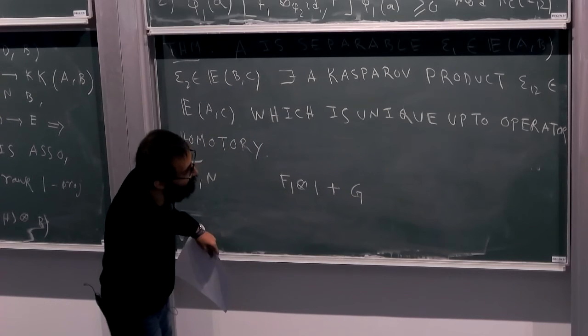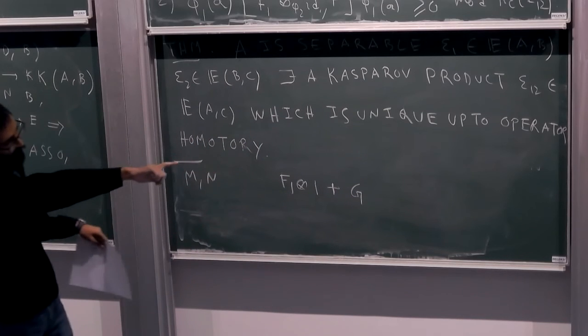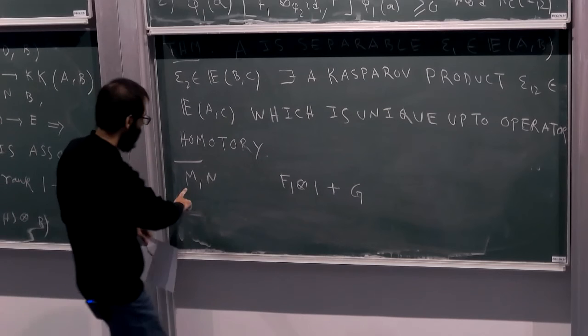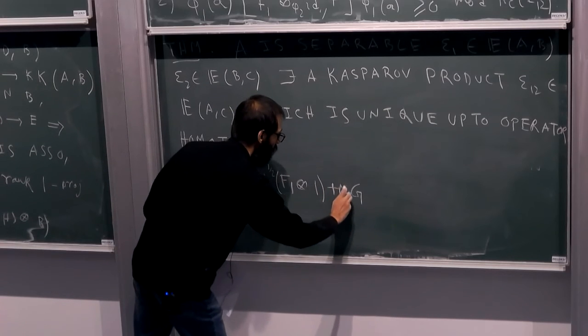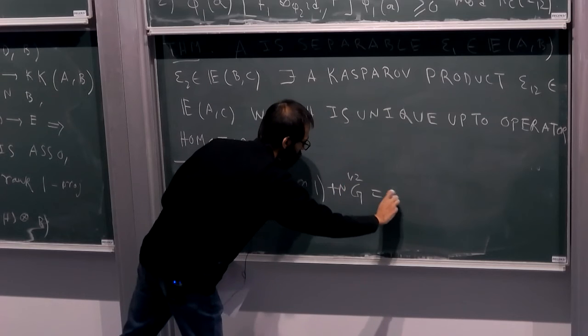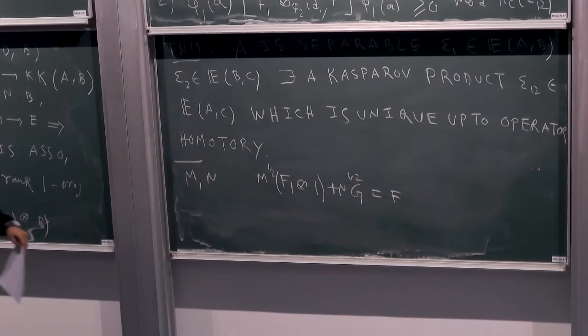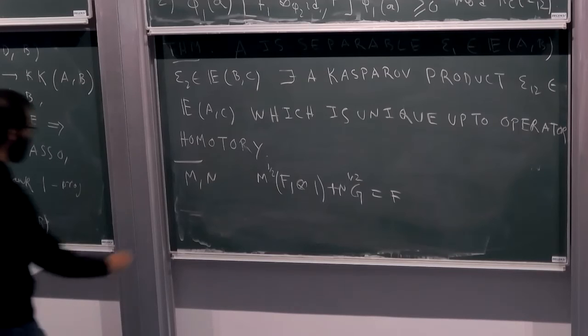Suppose I write G for the connection that is guaranteed by the proposition. You have M, take the square root here. You have N, take the square root here, and this is your F. So this is the Kasparov pseudo differential operator, and this is unique up to operator homotopy. Yeah, we're almost done. That's it. It gives you the product.